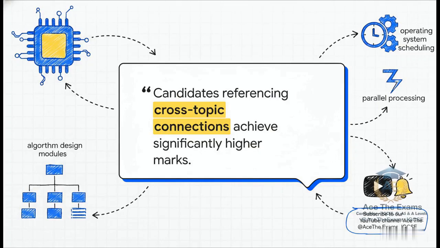This is absolutely crucial, guys. A direct quote from the principal examiner reports really underscores this. Candidates referencing cross-topic connections achieve significantly higher marks. The theoretical architecture of this topic demands precise definitions, yes, for sure, but it absolutely requires integration with other syllabus areas. If you are discussing processor cores, you should immediately be making connections to operating system scheduling or parallel processing limitations from your algorithm design modules. Examiners actively reward you for showing that you understand how the whole computer system works together, not just isolated components.